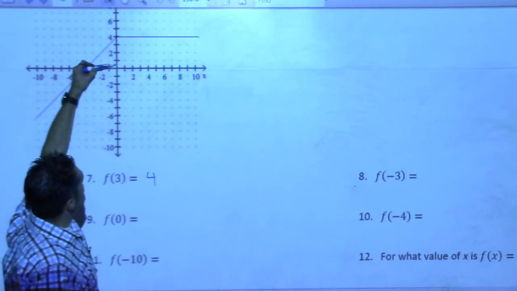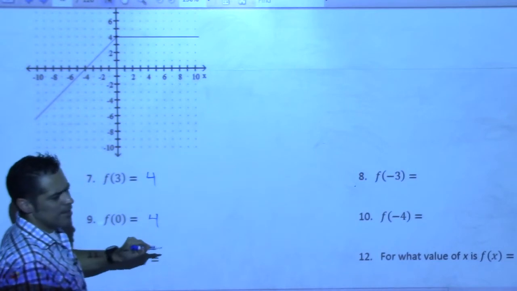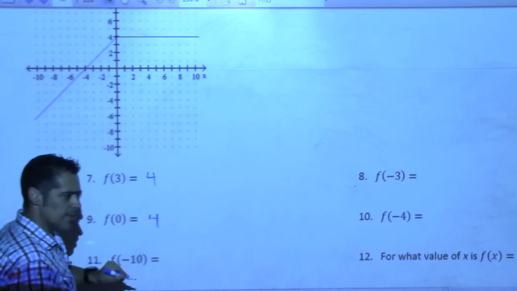We just count our units up, right? 1, 2, 3, so we are 4. So it's the same answer. It's weird that it's the same answer, but it's the same answer. Make sense?